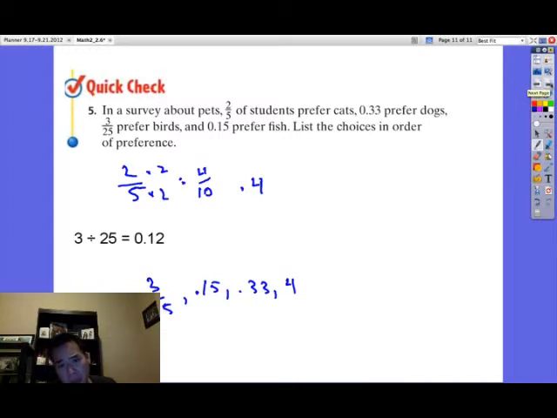Could I have changed those decimals into a fraction? Sure, I can. If you wanted to change 0.33 into a fraction, all you need to know is that the 3 is in the hundredths place, so it really means 33 over 100. But I really can't reduce that down anymore.